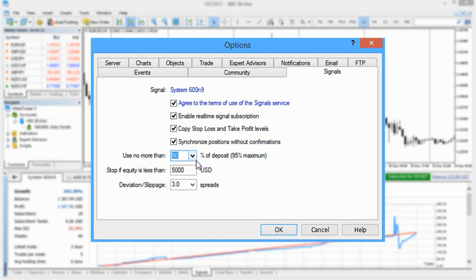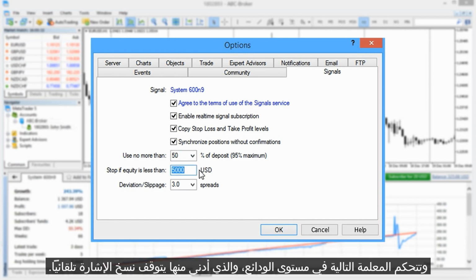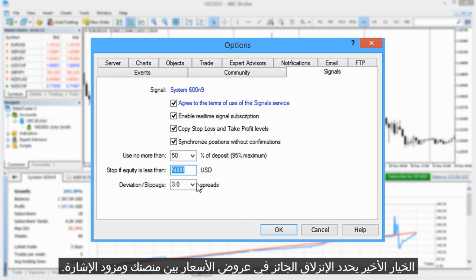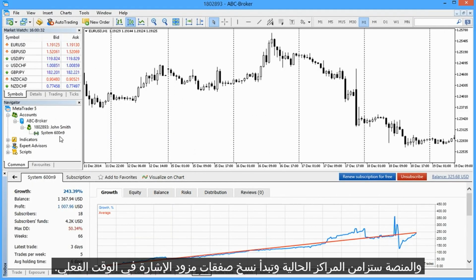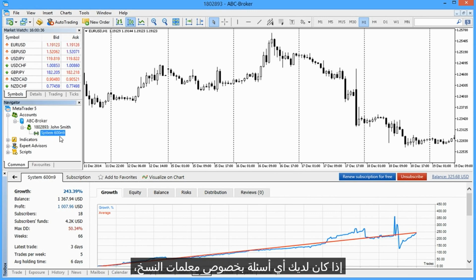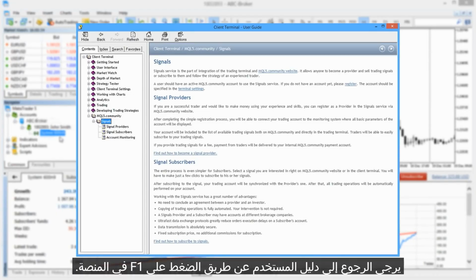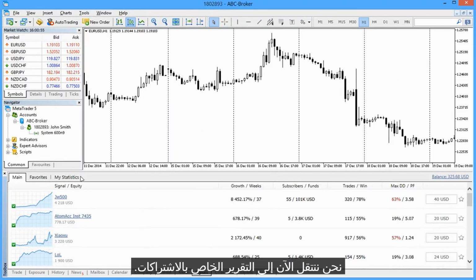Part of the deposit that you're trusting the signal provider to manage can be specified in the field Use No More Than. The following parameter controls the deposit level, below which signal copying stops automatically. The last option defines permissible slippage in the quotes between your platform and the signal provider. After setting all the parameters, press OK, and the platform will synchronize current positions and start copying signal providers' deals in real time. If you have any questions regarding parameters of copying, please refer to the user guide by pressing F1 in the platform. We're now moving on to the report on subscriptions.